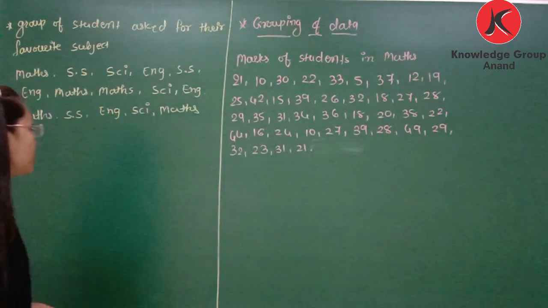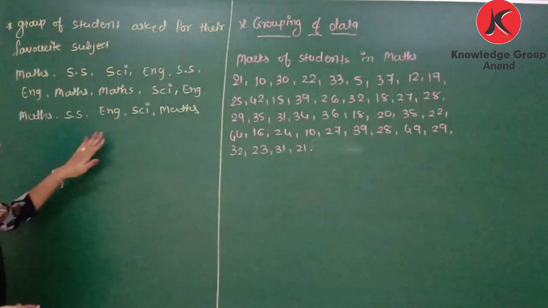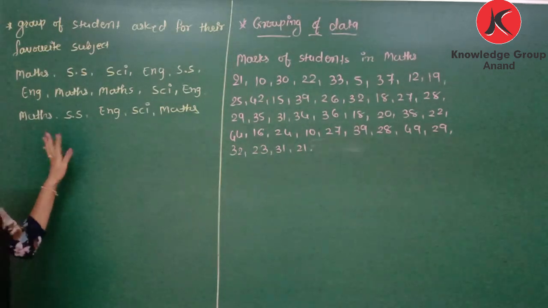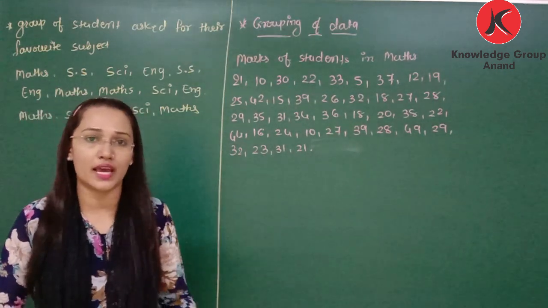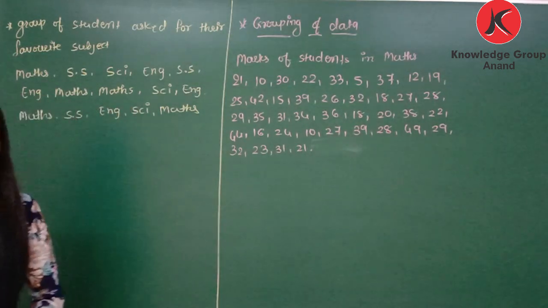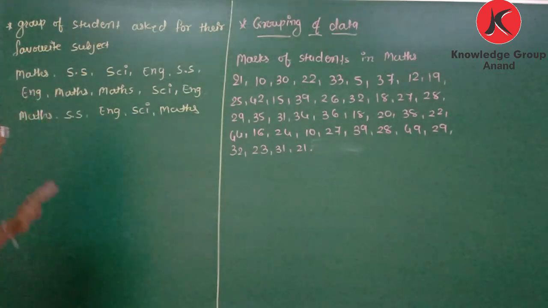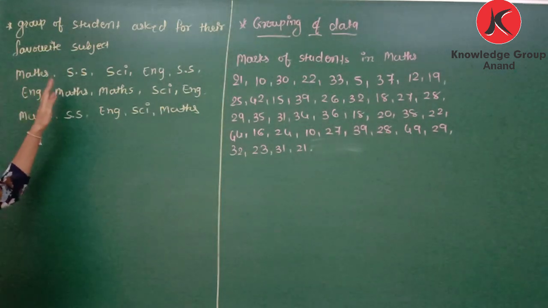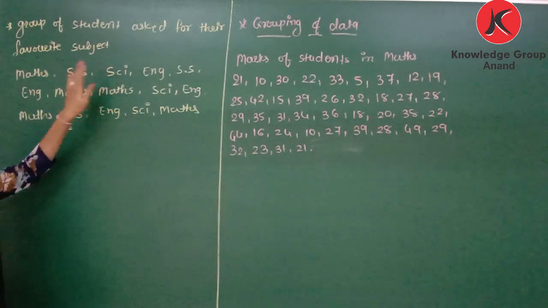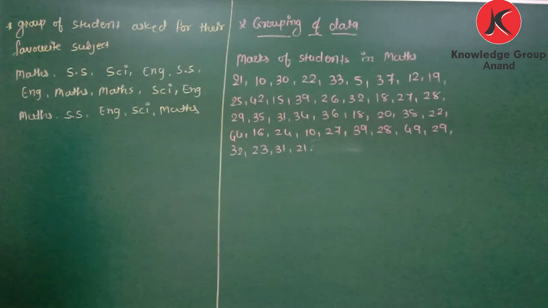So let's take an example. Here a group of students were asked for their favorite subject. Now if I give you this information, then you cannot tell which student likes which subject, how many students like maths, how many students like SS. So for that we need to arrange it in a tabular form or in another form. So let's arrange this in a tabular form. If I just give you that some students like maths, science, social science, science, English, SS, then we do not get any information. So let's collect this information in a tabular form.